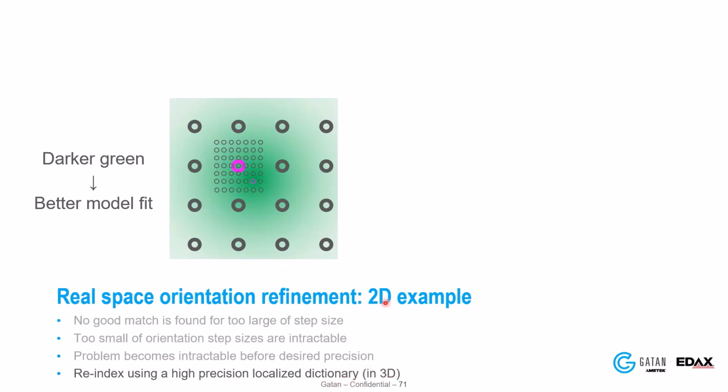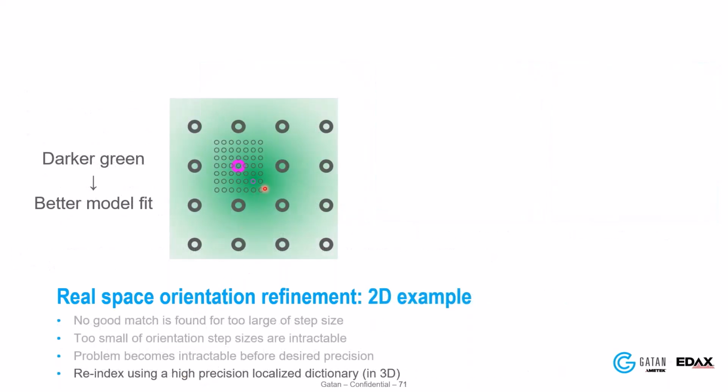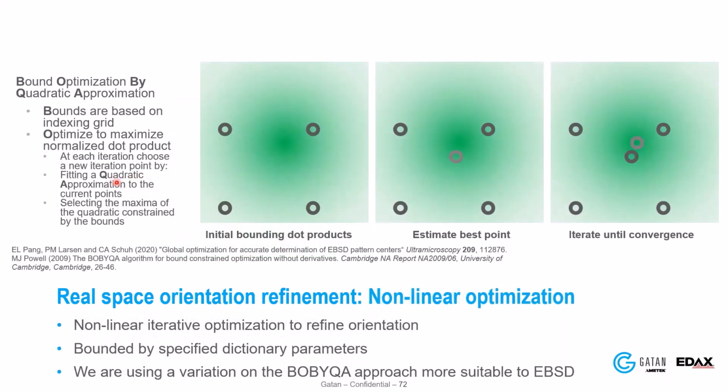I'm showing you a 2D example, but it's a 3-dimensional problem that we're measuring. Once we have our initial point, we do a finer dictionary right around this area to try to find the best match. That's of course a brute force type of approach.